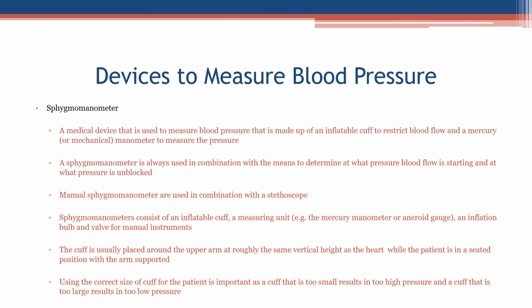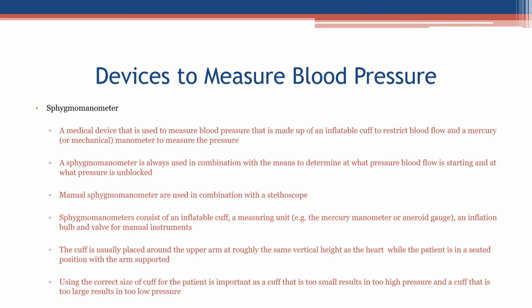Sphygmomanometer. A medical device that is used to measure blood pressure that is made up of an inflatable cuff to restrict blood flow and a mercury, or mechanical, manometer to measure the pressure. A sphygmomanometer is always used in combination with the means to determine at what pressure blood flow is starting and at what pressure it is unblocked. Manual sphygmomanometers are used in combination with a stethoscope.